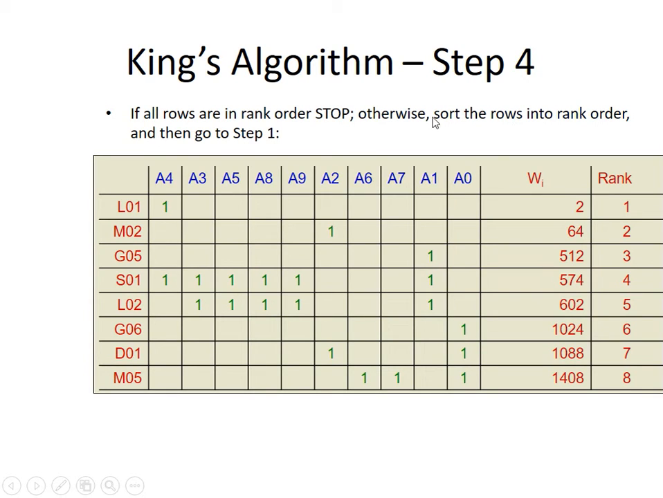Again we have to repeat steps 2 to 5, which we have discussed previously in the algorithm's stepwise procedure. So taking that into consideration, we are sorting the rows into rank order, which we got over here, and we are going to step 1. So now again we have to do the column wise rank wise sorting.